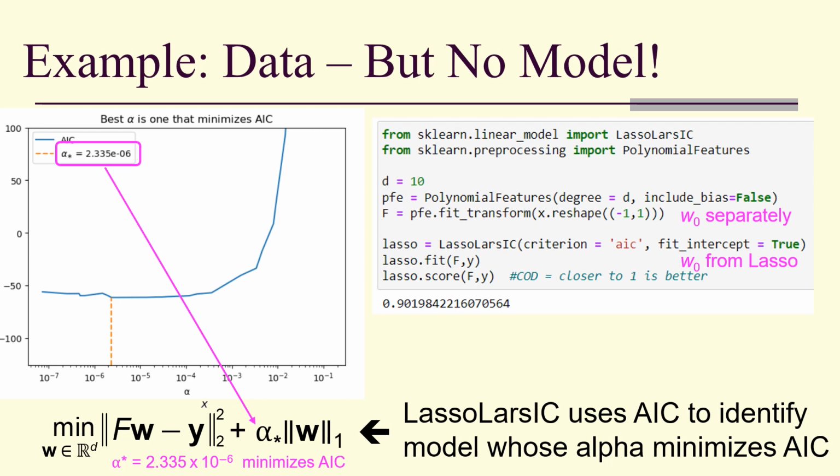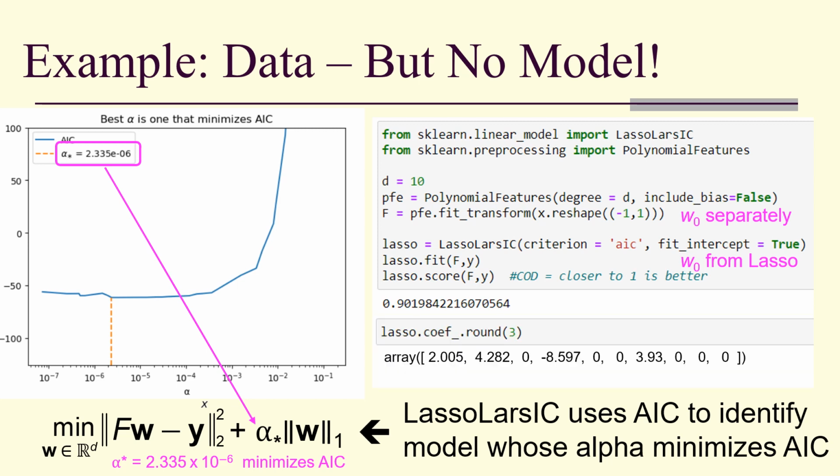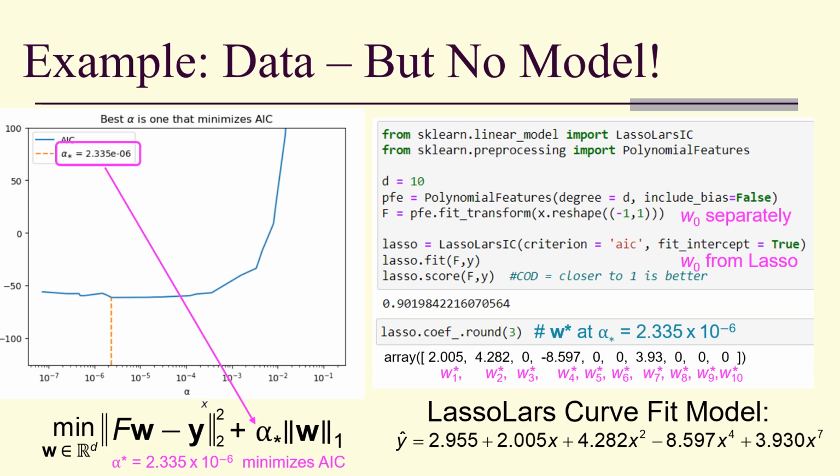Now, once we have our best value for alpha, the lasso itself produces coefficients. And here you can see that all but 3 of the coefficients, 3 of the 10, are equal to 0. And this is my W star at this value alpha star. So here are my best estimates for my W's. And I can actually write down the curve that best fits the data. It's 2.955 plus 2.005x. That's the W1 star, plus 4.282x squared minus 8.597x to the fourth plus 3.930x to the seventh.